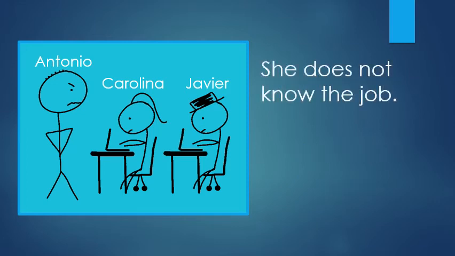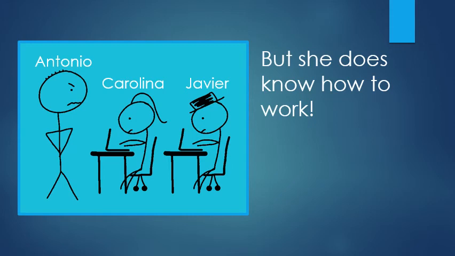She does not know the job. Now, what know are we talking about this time? Is it a person or a thing? Well, the job is a thing. So she does not know. We want to use saber. And the not, remember, she no. That sounds terrible in English. But what we have here is no sabe el trabajo. Ella no sabe el trabajo.